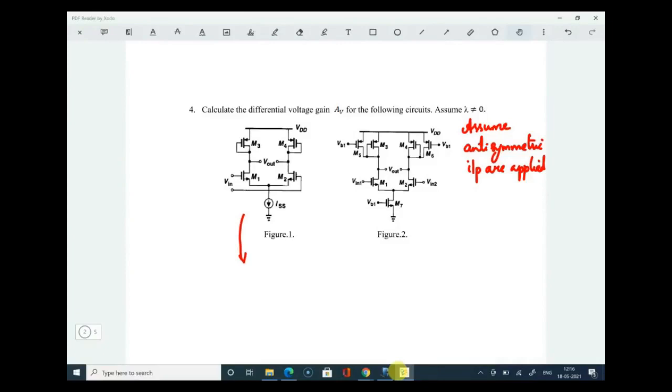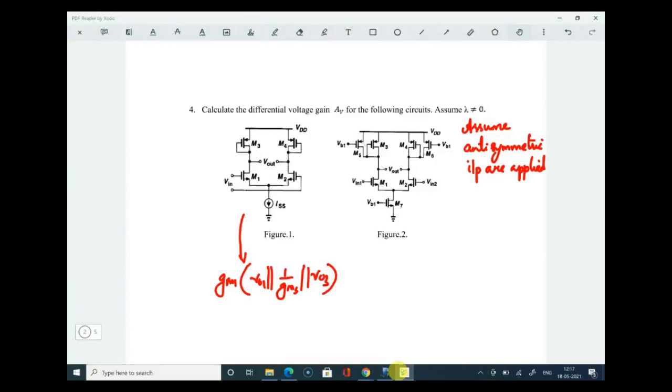So first, the above two are diode connected. They both are identical. So we'll consider the half circuit, and that will be 1 by GM3 parallel to RO3. This will be parallel to RO1. Yeah, very good. Yes, that is right. So the answer I can write directly as GM1 into RO1 parallel 1 by GM3 parallel to RO3. Right. Yes, Amog, you can try the second question.